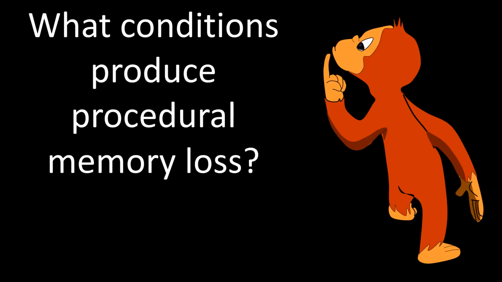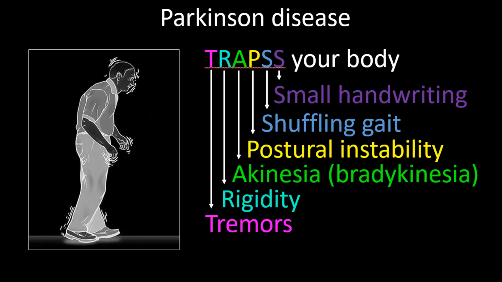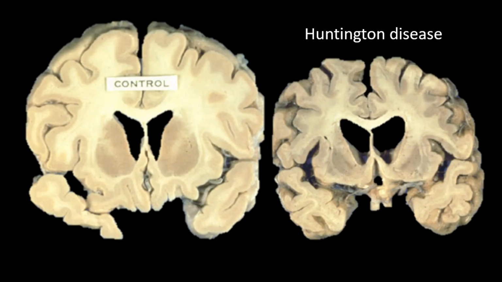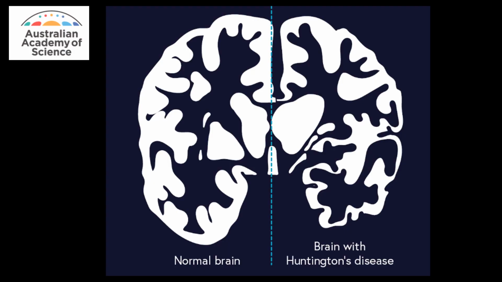Conditions that produce procedural memory loss include Parkinson's disease, reflecting substantia nigra involvement, and Huntington disease, reflecting involvement of the striatum. This is a sketch comparing a normal brain on the right and a Huntington brain side by side.